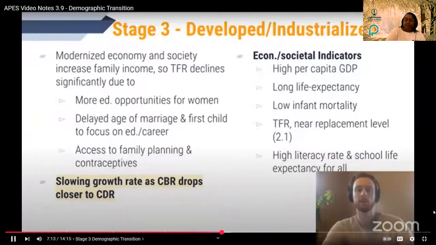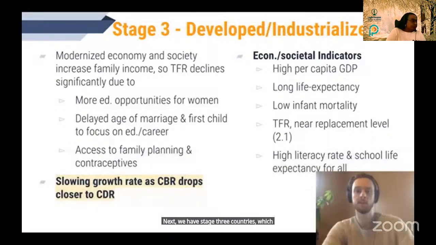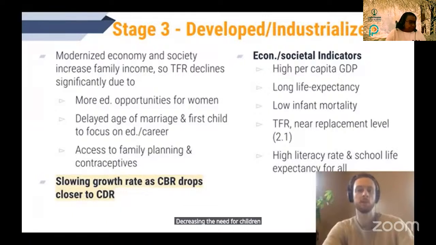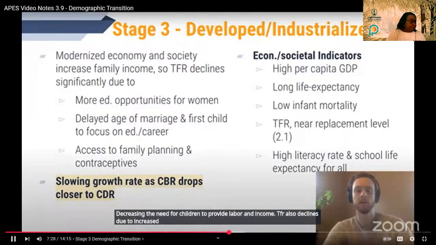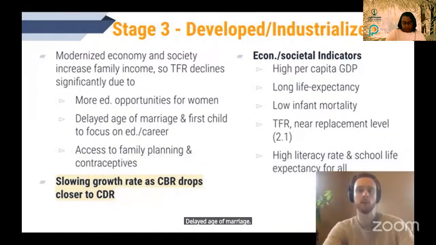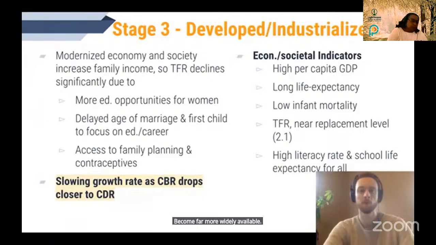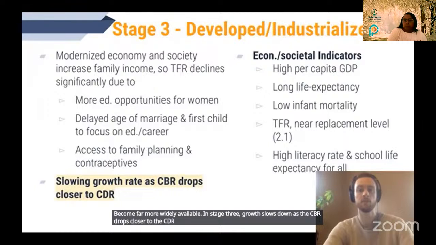Next, we have stage 3 countries, which we would consider developed nations. In these countries, modernization has increased family income substantially, decreasing the need for children to provide labor and income. TFR also declines due to increased educational opportunities for women, delayed age of marriage and first child for both men and women, as they spend more time pursuing education and careers, and access to family planning and contraceptives become far more widely available. In stage 3, growth slows down as the CBR drops closer to the CDR. So birth rate moves closer to death rate.